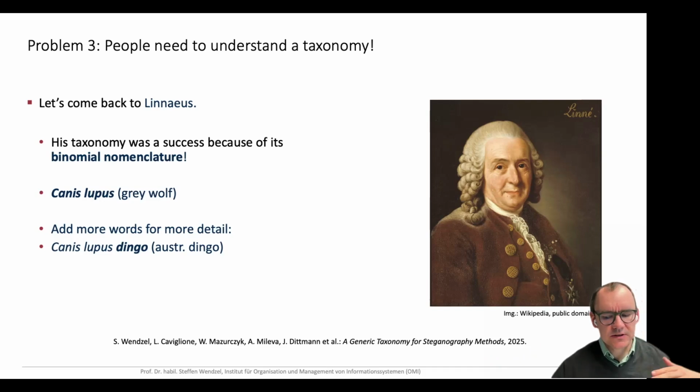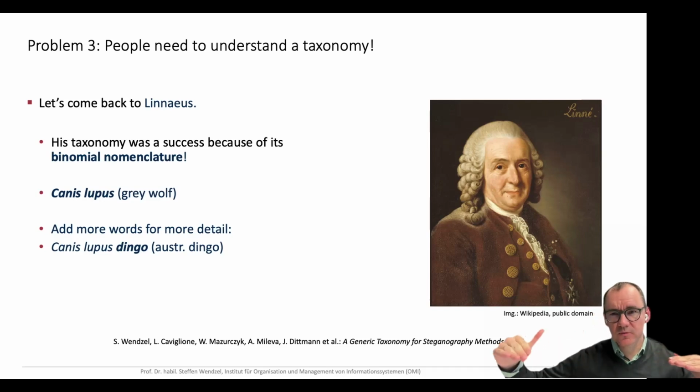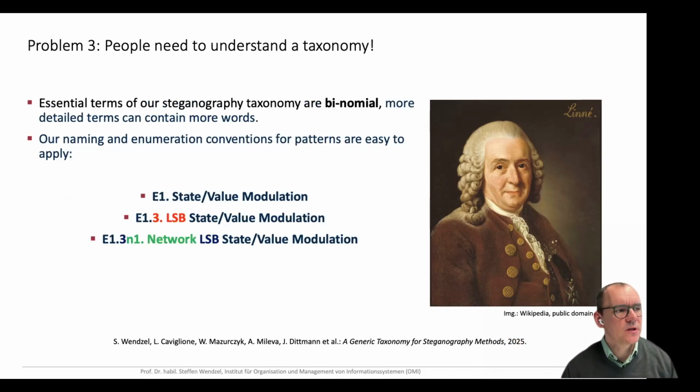So there's a simple scheme, and you can extend it with more terms to become more specific. And that's what we also apply here. Let's take a simple example. We can have some state or value that we modulate somehow. We can do this using least significant bit algorithms. So we call this LSB state value modulation. And we can do this in the network. So we call it network LSB state value modulation. That's straightforward, and so is the enumeration.